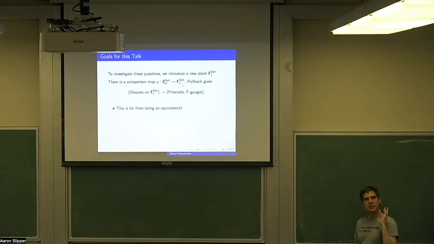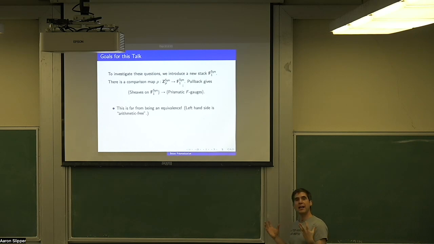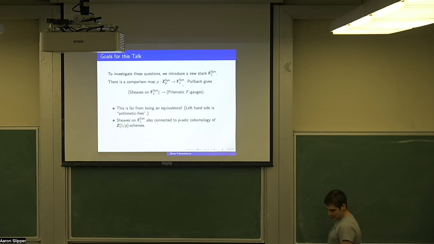Now, this map is not going to be very interesting. It's going to be very far from being an equivalence. The category of prismatic F-gauges, that's interesting. It knows a lot of arithmetic, but the category on the left-hand side does not. It's a category which is in some sense arithmetic free. And another feature that this is going to have, I'm saying sheaves on F1 syn, it relates to prismatic F-gauges, so it relates to cohomology theories on p-adic formal schemes, but it also relates to cohomology theories on schemes where p is invertible. Relates to things like p-adic étale cohomology of Z adjoin 1 over p.